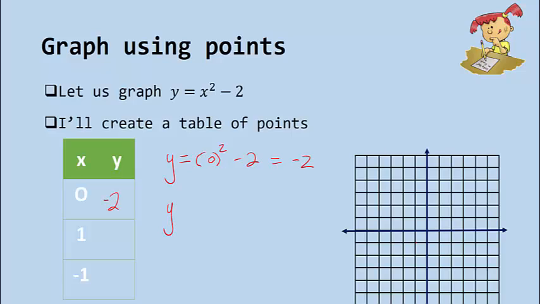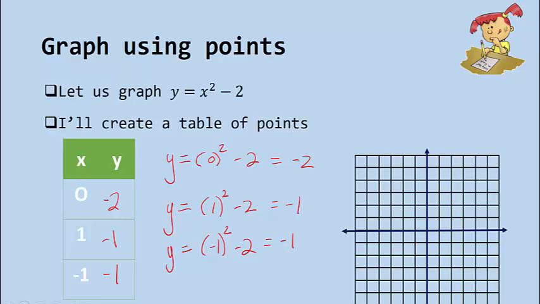Do the same thing here. Replace x with 1. Do the arithmetic. 1 squared is 1. 1 minus 2 is -1. Do it a third time. This time replace x with -1. -1 squared is 1, and 1 minus 2 is -1.